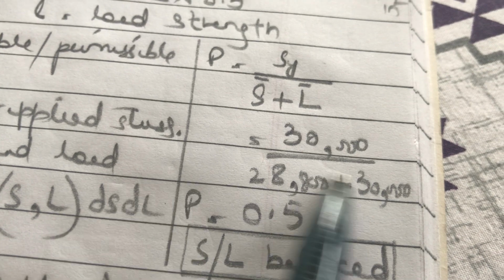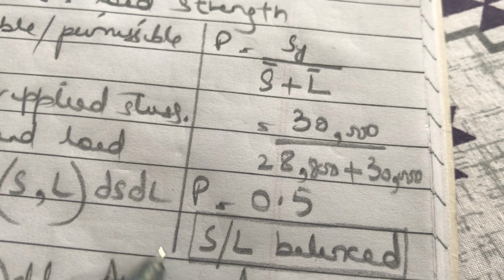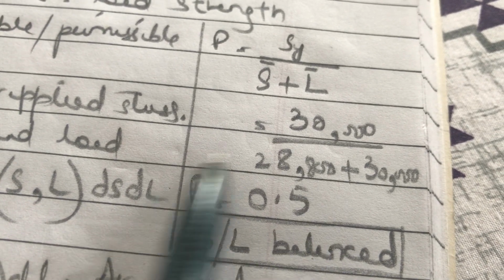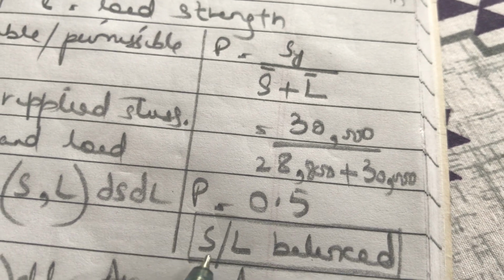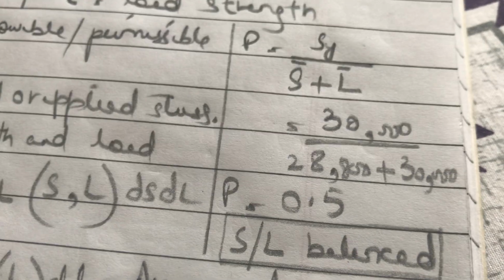So the probability is 0.5, and we have S over L balanced. This is the way of balancing S over L. We find the probability for strength and load. So that was all for now. That's all for the strength and load topic.